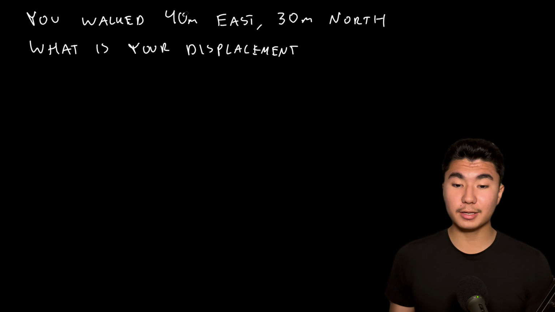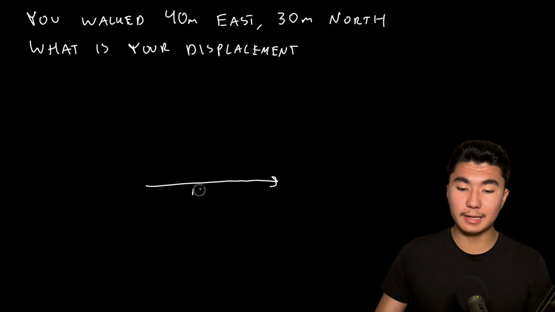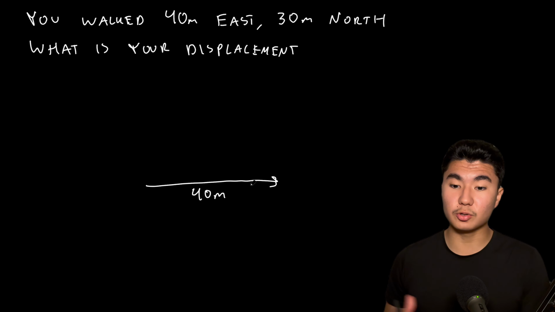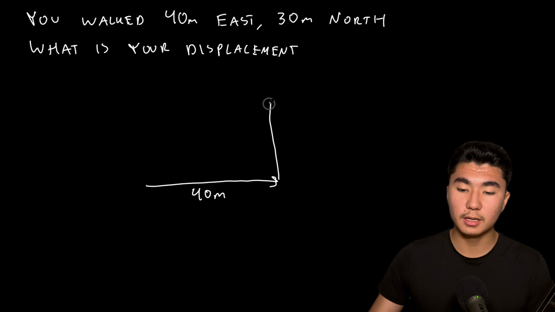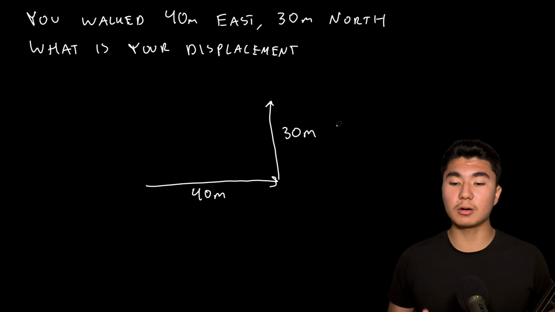So if we're walking 40 meters east, east is going to be over here. Let's just say this represents 40 meters. Now, after we walked 40 meters, the question says we went 30 meters north. So this would be 30 meters north. So now it is asking, what is our displacement? Pause this video and see if you can solve this problem.